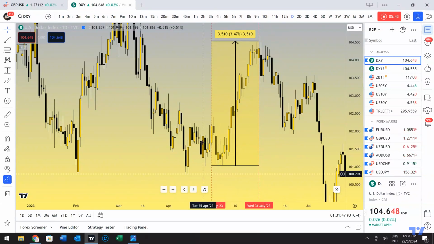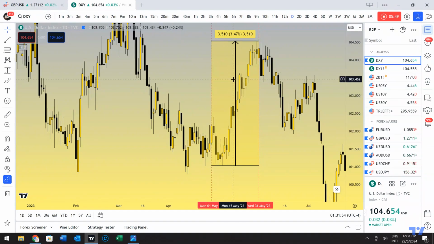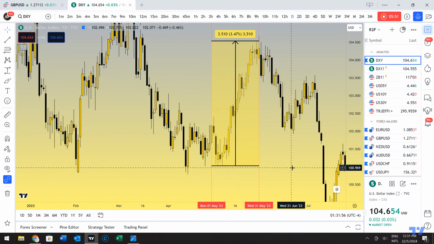But basically, if your analysis shows that you're expecting a draw on liquidity to the upside, and the seasonal tendency shows bullish movement for the dollar, that adds confluence to your trade. That makes it more high probability and allows you to win more trades.